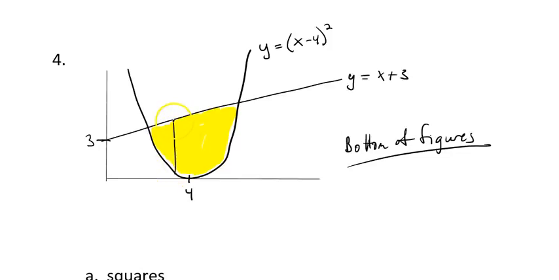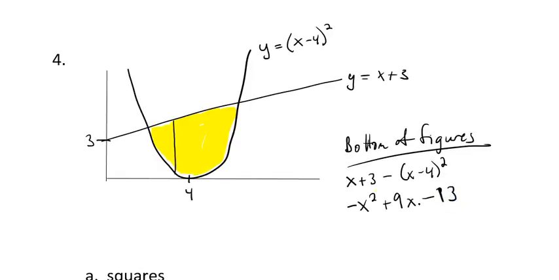And so the top function in this case is the x plus 3. The bottom function is the x minus 4 squared. So the bottom of the figures are all x plus 3 minus x minus 4 squared. Now you can work with it just like that, or you can choose to write this twice and FOIL and then distribute your negative through. And if you do that, you will end up with the polynomial negative x squared plus 9x minus 13.